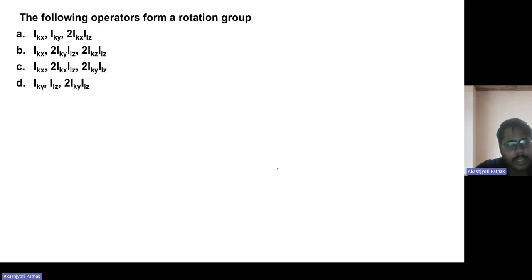Option A is Ikx, Iy, Iky, 2Ikx. Option B is Ikx, 2Iky, Ilz. Option C is Ikx, 2IkxIlz, 2IkyIlz. Option D is Iky, Ilz, 2IkyIlz. So, which is the correct option? I'll wait for a few moments for you to answer the question.